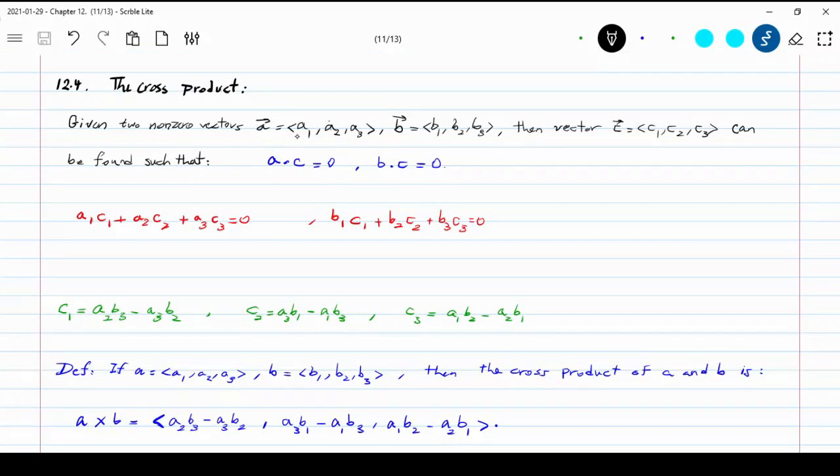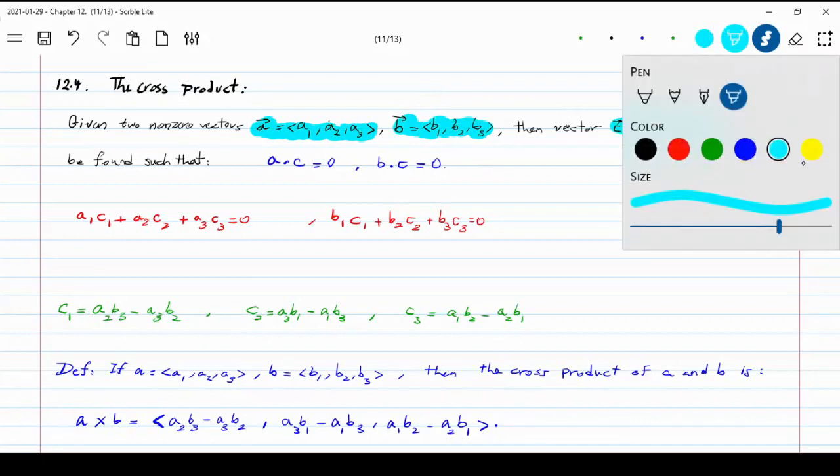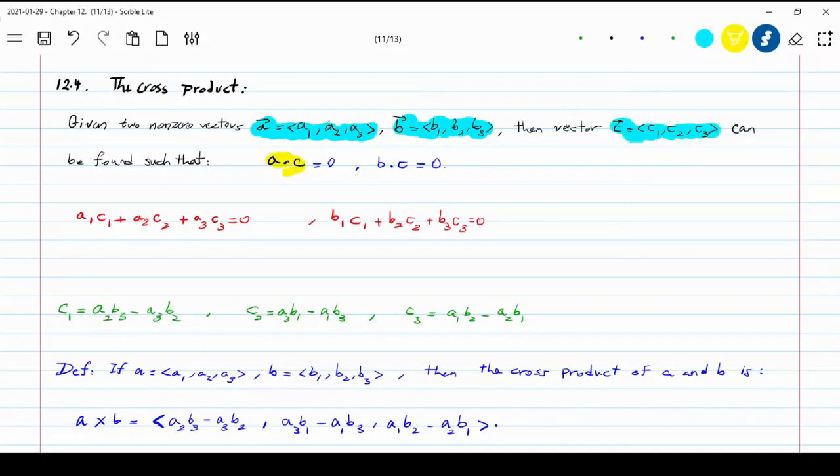So let's assume two vectors A and B are given. We can assume in 3 dimensions, A1, A2 and A3, because in 2 dimensions, if you have two vectors, you cannot create a third vector that is orthogonal to those two. So we assume it's in 3 dimensions. And vector B is given, B1, B2 and B3. We're looking for a third vector C such that the dot product of A with C as well as the dot product of B with C is 0.